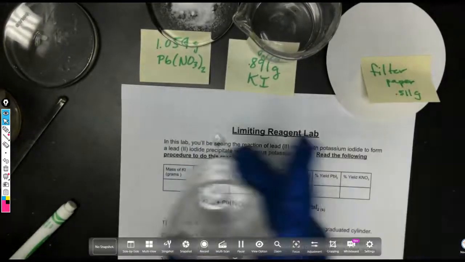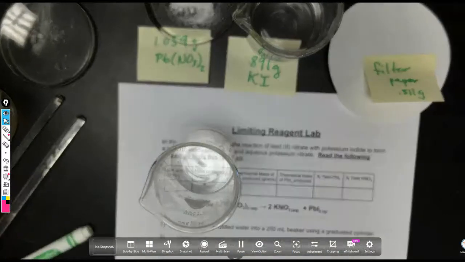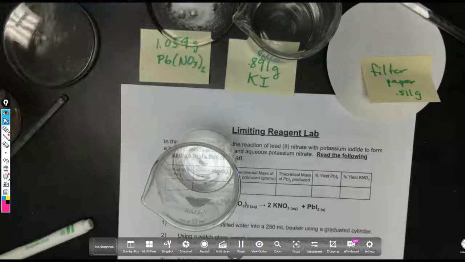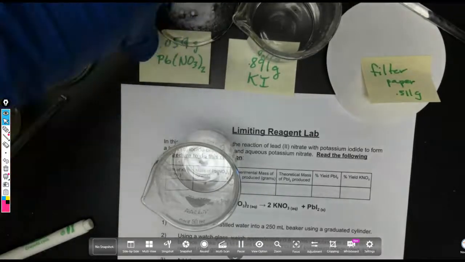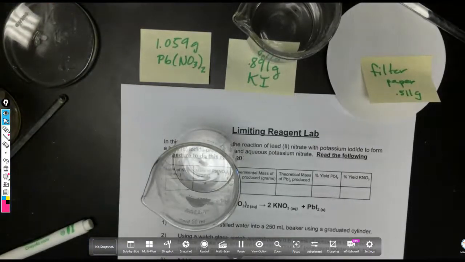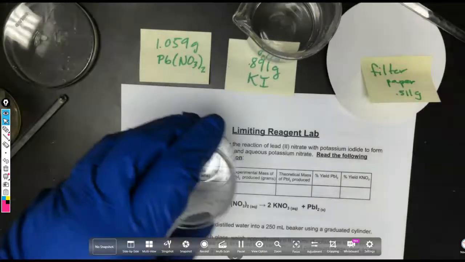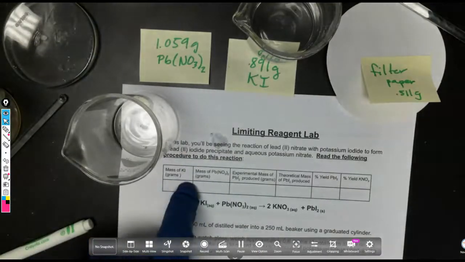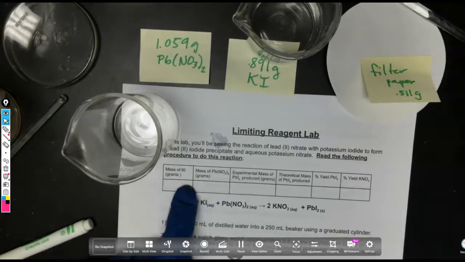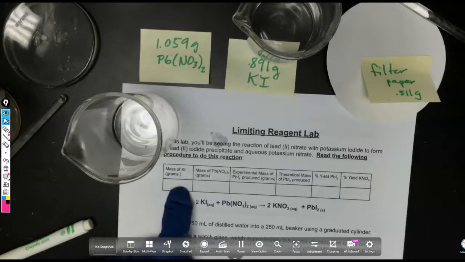And I am also going to go ahead and make a lead II nitrate solution. And my lead II nitrate solution is going to be made with, as you can see, 1.059 grams of lead II nitrate. And yes, everybody, you should be recording these values right here on your data table. So you should have this data table open, this paper open on your desktop, and you should be recording these two values. Here is the 0.891, and here is 1.059 grams.